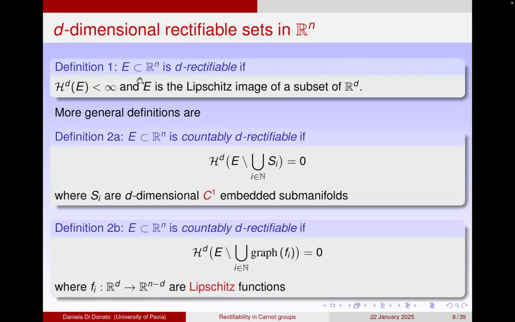So we know that E, a subset of R^n, is d-rectifiable if E is the Lipschitz image of a subset of R^d. More generally, we say that E, a subset of R^n, is countably d-rectifiable if it is possible to cover it with a countable union of d-dimensional C1 embedded submanifolds, or equivalently, it is possible to cover it with a countable union of graphs of Lipschitz maps phi_i from R^d to R^(n-d).